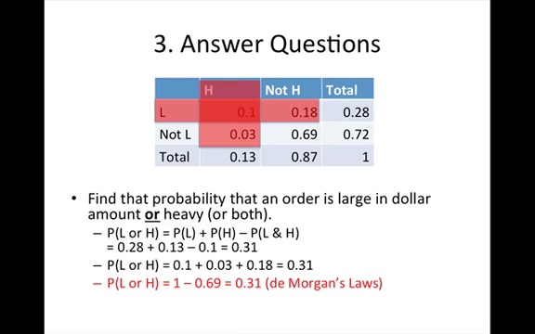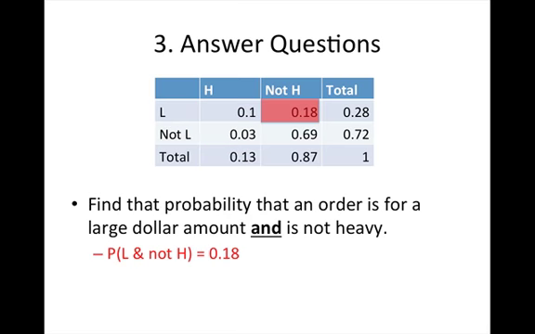So let's move on. What is the probability that an order is for a large dollar amount and is not heavy? Well, here's one of those key words. The word "and" is tipping us off that they're after a joint probability, and we just pick that right out of the table. So the answer is 0.18. See how easy this is once you have your crosstab table done.